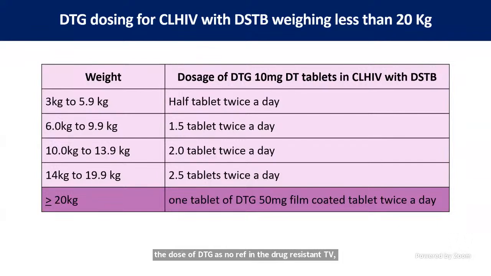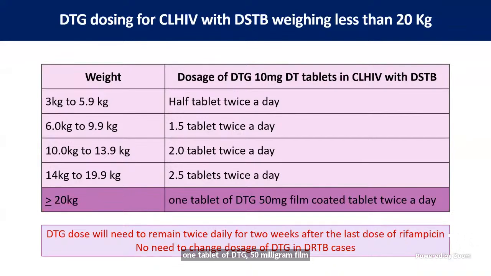So the dosage of DTG 10 milligram DT tablet in CLHAV with drug-sensitive tuberculosis, where rifampicin-based anti-tubercular treatment is used: between 3 to 5.9 kgs, you have to give half tablet twice daily; 6 to 9.9 kgs, 1.5 tablet twice daily; 10 to 13.9 kgs, 2 tablet twice daily; 14 to 19.9 kgs, 2.5 tablet twice daily; and more than 20 kgs, 1 tablet of DTG 50 milligram film coated twice daily.